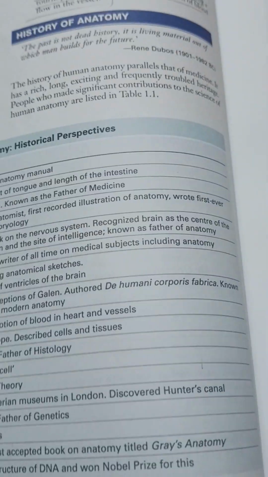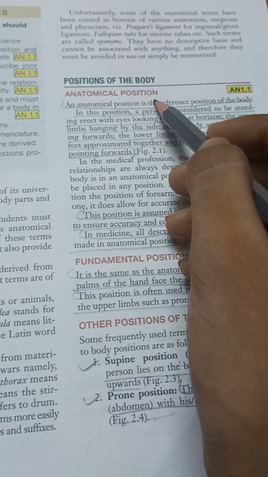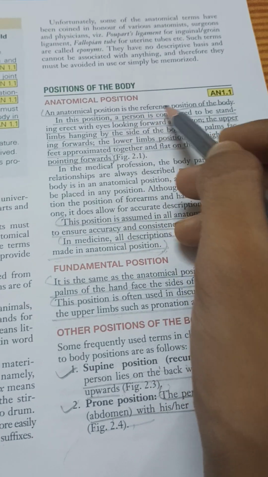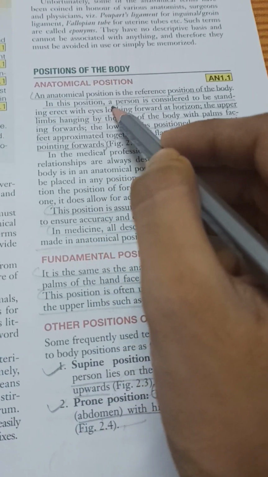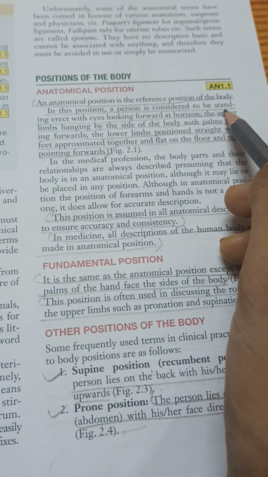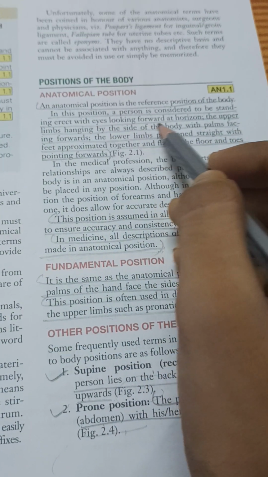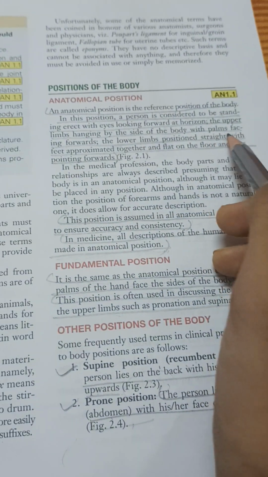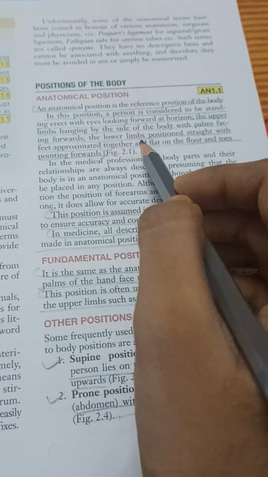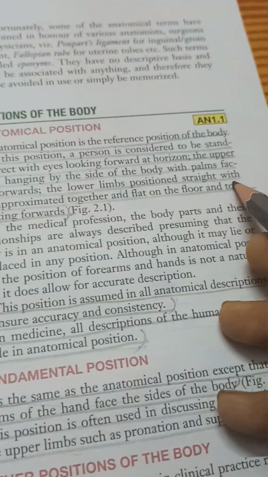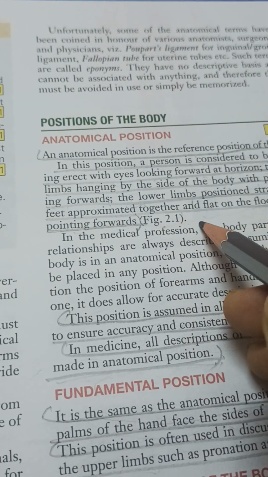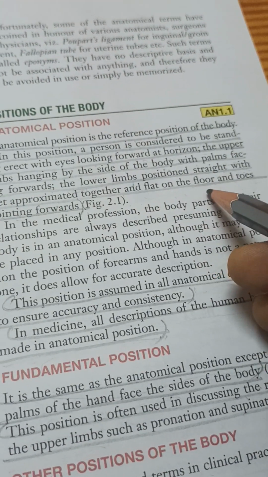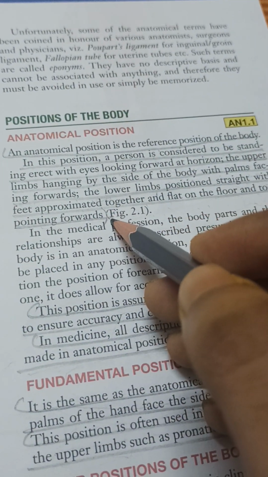Next, the different positions of the body, that is anatomical position. An anatomical position is the reference position of the body. In this position, a person is considered to be standing erect with eyes looking forward at the horizon, the upper limbs hanging by the side of the body with palms facing forwards, the lower limbs positioned straight with feet approximated together and flat on the floor and toes pointing forwards.